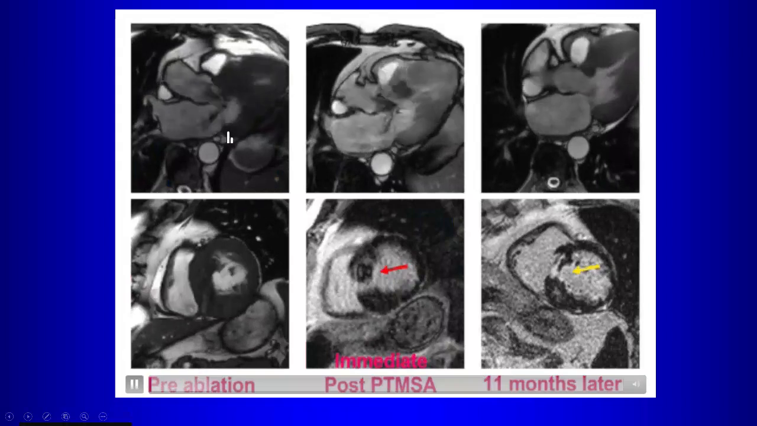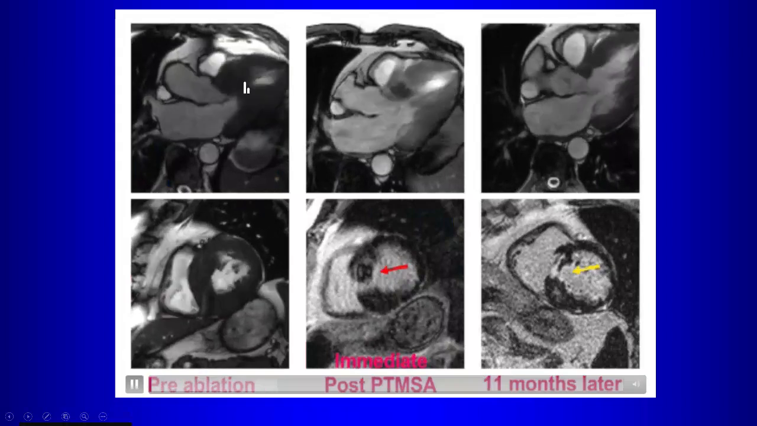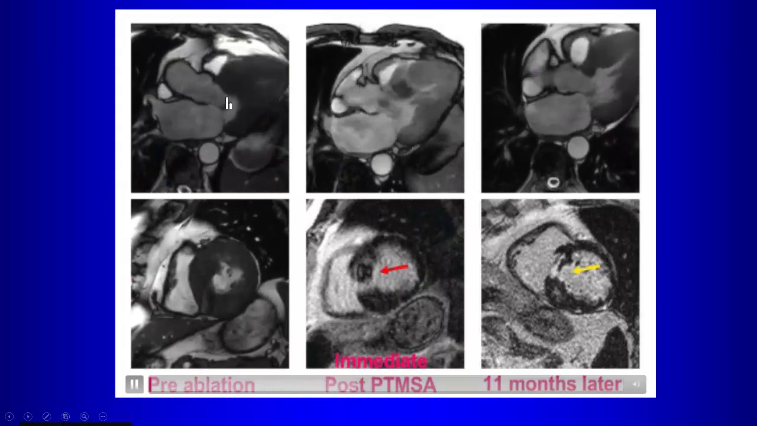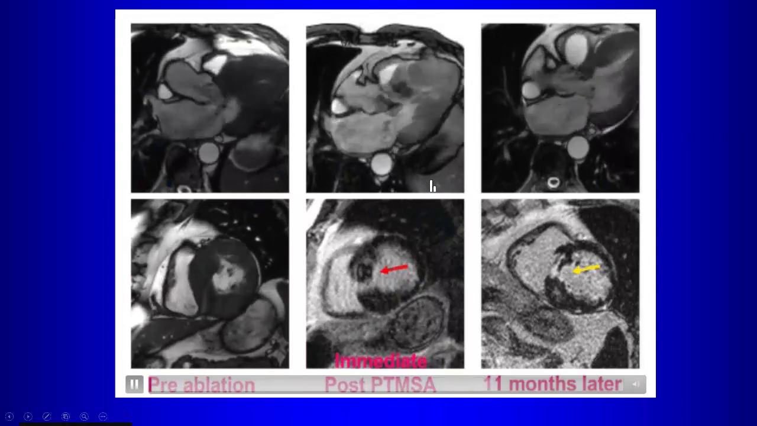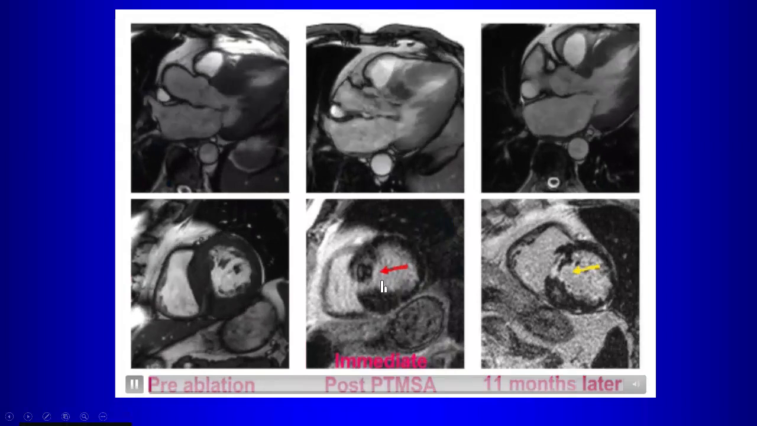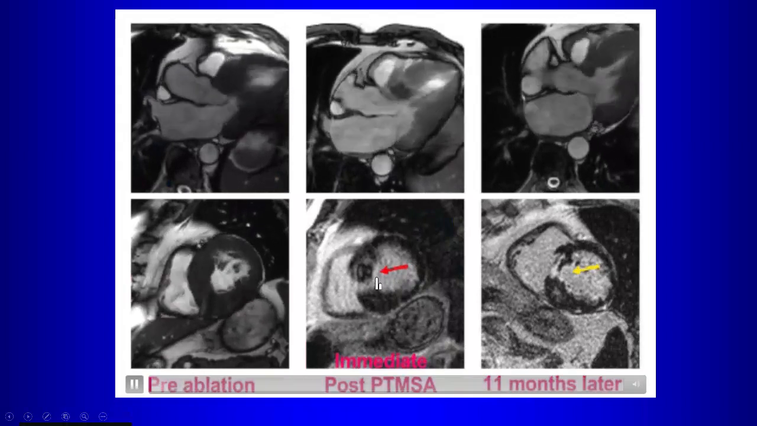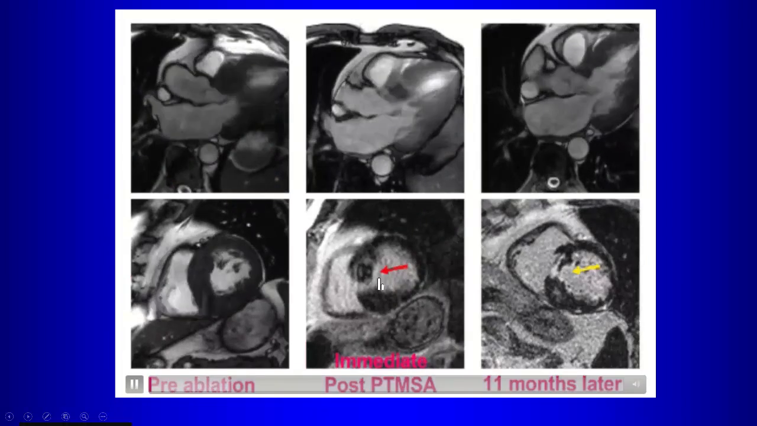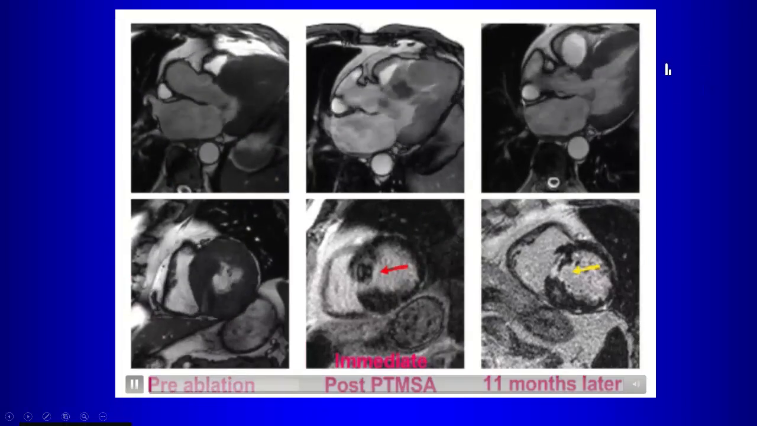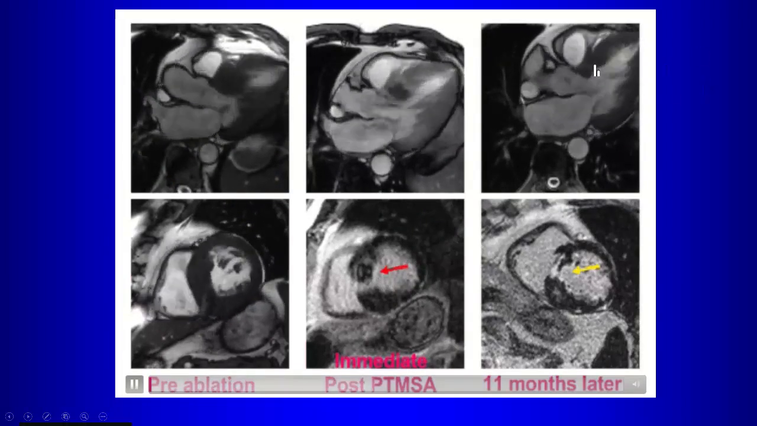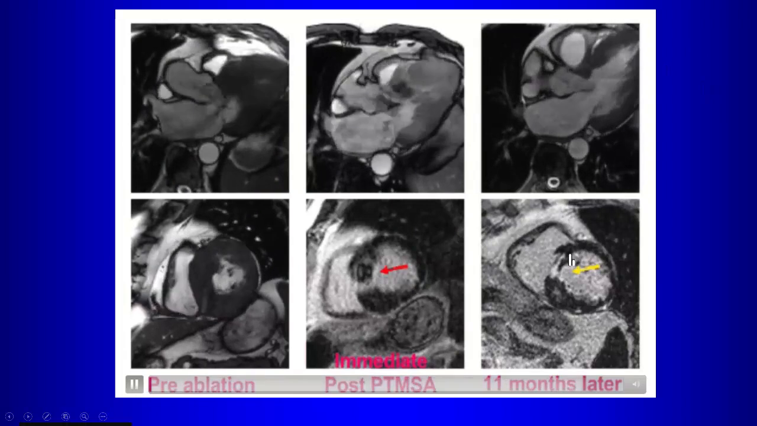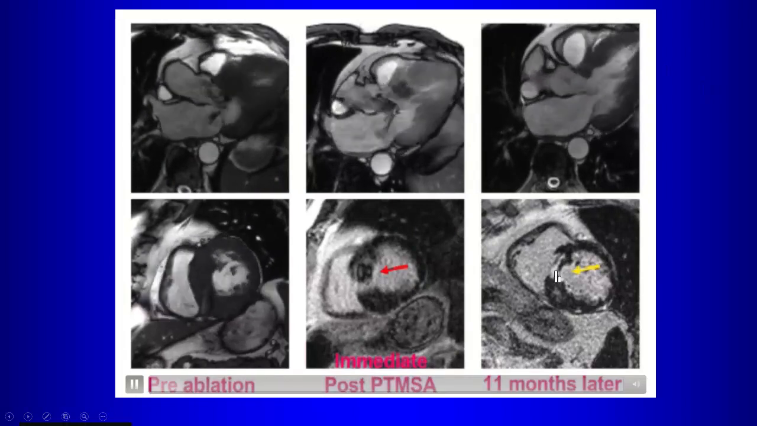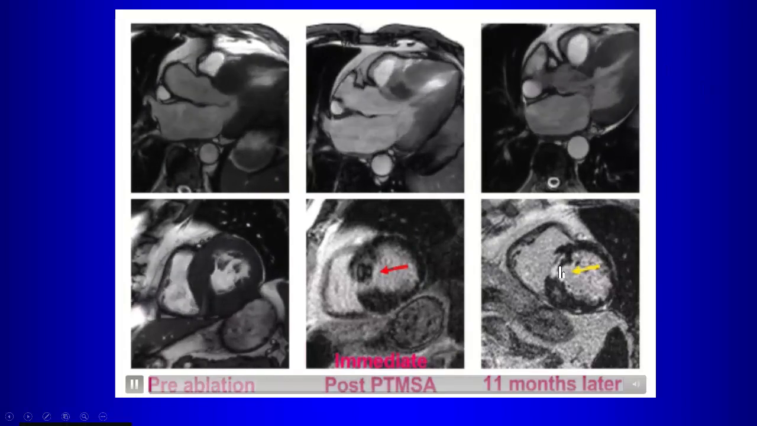So you can see here this hypertrophy in the outflow tract causing subaortic stenosis. Then immediately after the ablation procedure here, you can see the enhancement where the ablation was performed. So that's the infarct. And then almost a year later, once there's atrophy, you can see it relieves the obstruction of the outflow tract. And you can see there's been atrophy, although there's still enhancement in the region of the infarct. Okay?